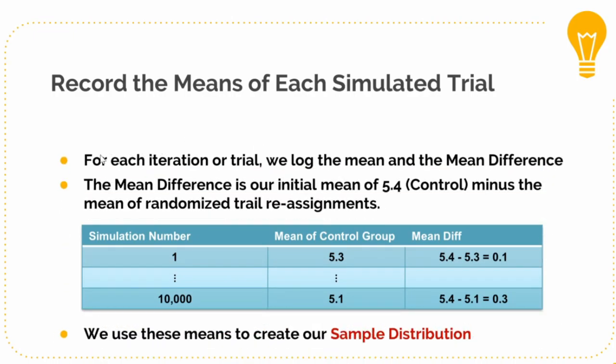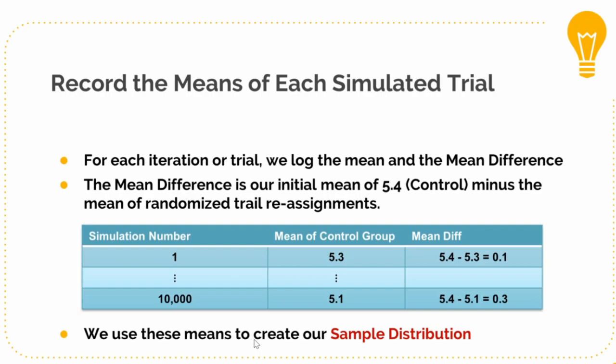So for each iteration or trial, we log the mean and the mean difference. The mean difference is our initial mean, 5.4, which is our control mean, minus the mean of the randomized trial reassignments. So take a look at how we do it here. We have simulation number 1, and we get the mean of the control group after doing a swap, and then we get the mean difference. And we run this simulation maybe up to 10,000 times.